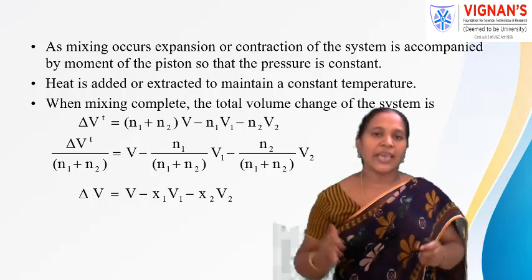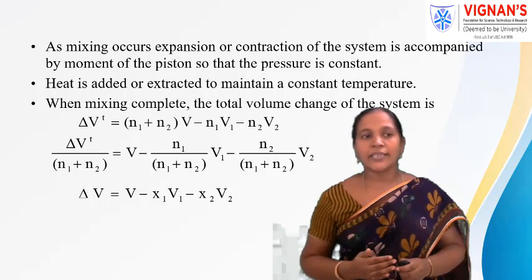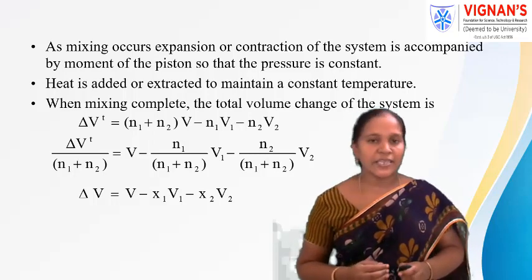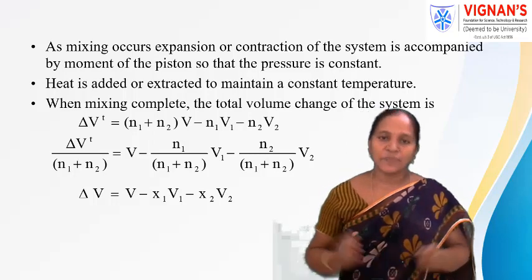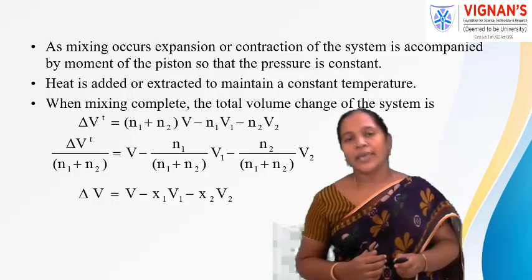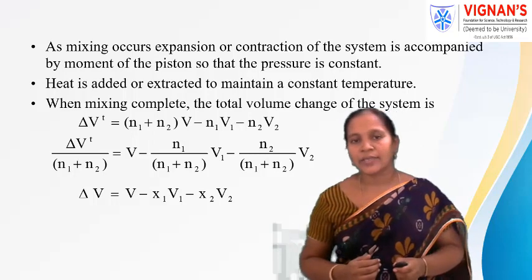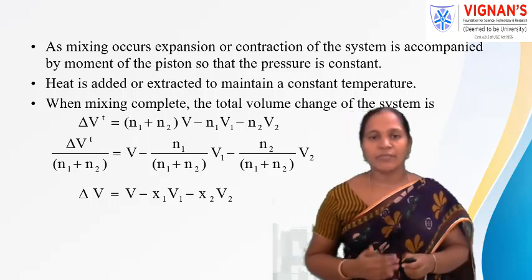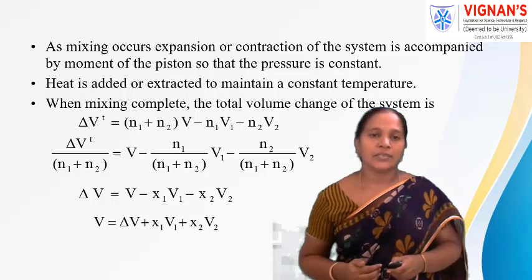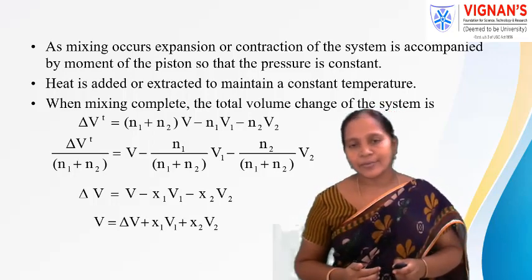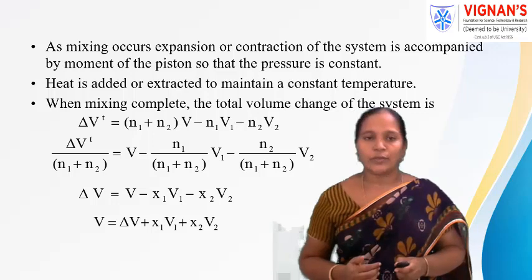Here x1 is N1 by N, that is the mole fraction of species 1, and N2 by N is the mole fraction of species 2, that is x2. Therefore, delta V equals V minus x1 V1 minus x2 V2. Therefore, V equals delta V plus x1 V1 plus x2 V2.